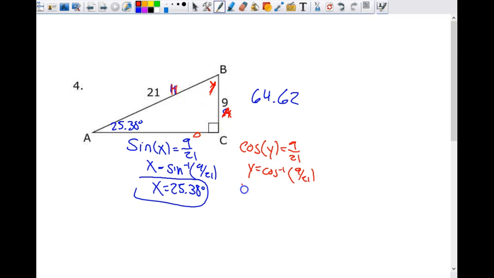So we know y is equal to 64.62. So really, I guess it all depends. How confident are you on your trigonometry? If you're super confident on your trigonometry, the way I did it up here is way easier, way fewer steps. It requires 3 calculator strokes and you get the other angle. If you're not too confident, then you have to do it this way too.